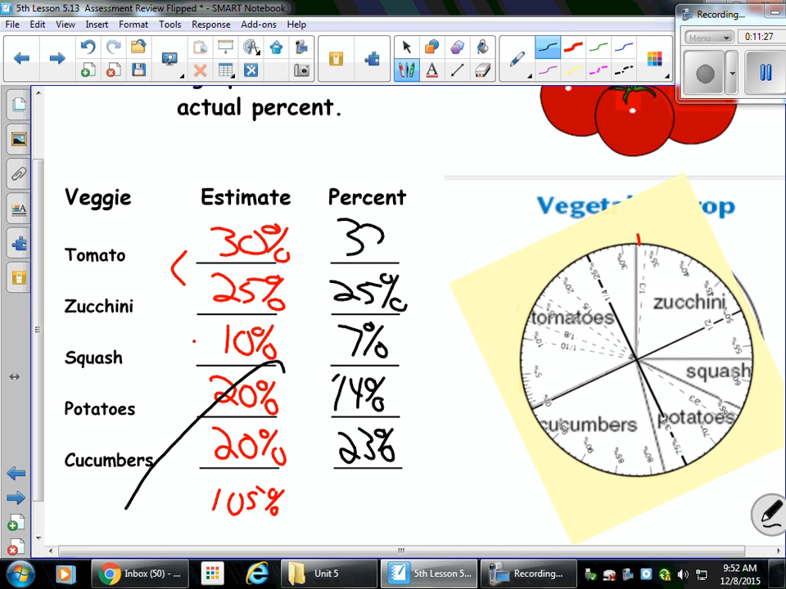Let's see how close I was with my estimating. This is pretty close, close, close. This one's a little more off. Let's take a look at these. Now let's add them up and see how we did.